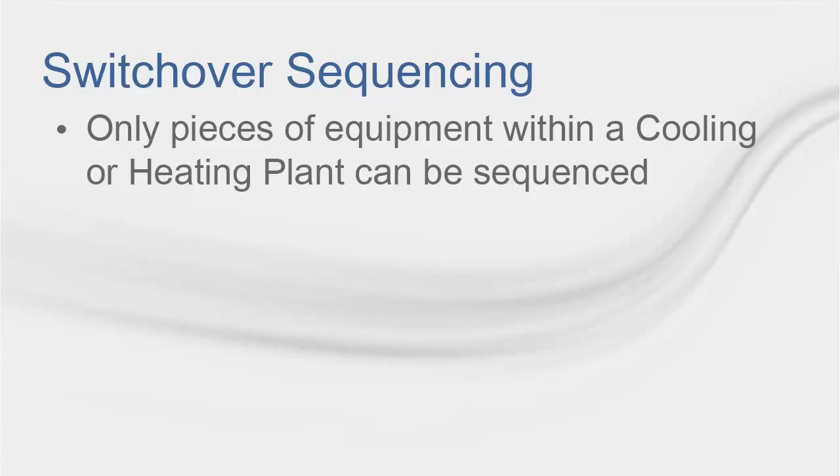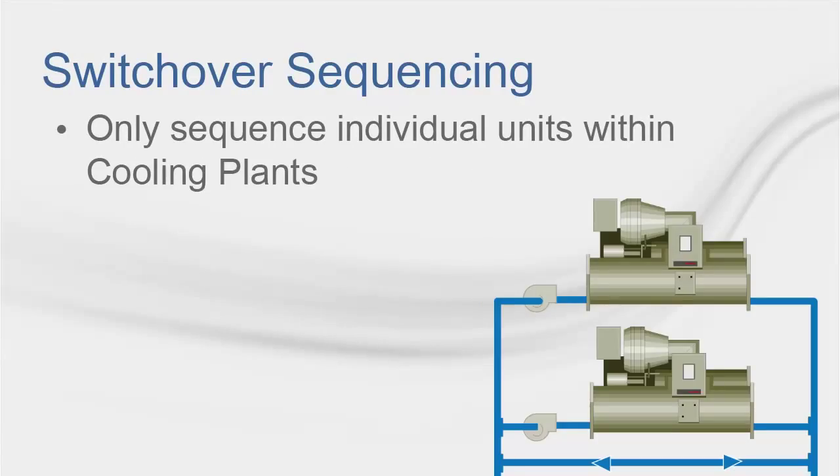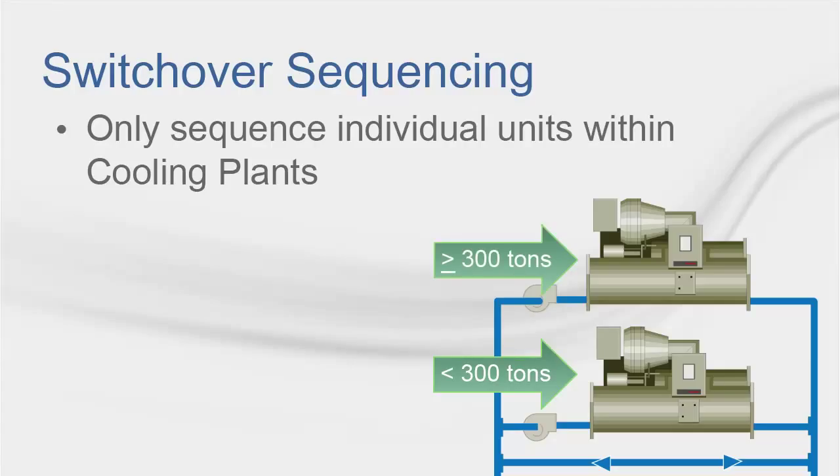For instance, if you have two cooling plants, you cannot create a sequence where cooling plant A handles the load from midnight to 1 p.m. and cooling plant B handles the load from 1 p.m. to the following midnight. You can only sequence individual pieces of equipment within cooling plants. For example, chiller 1 would be the lead chiller when the load is less than 300 tons, and chiller 2 would be the lead chiller when the load is 300 tons or greater.